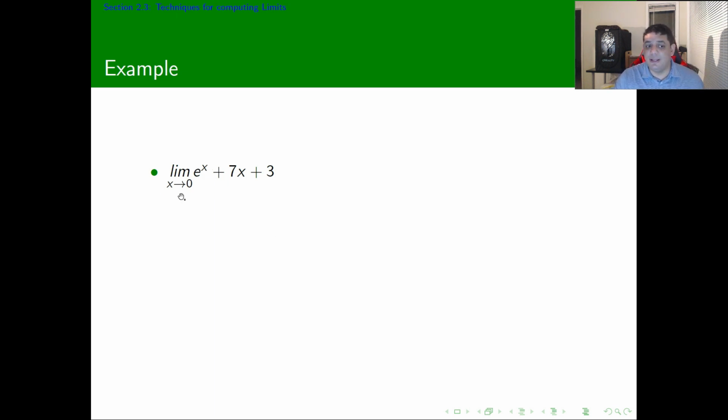So we have the limit when x goes to 0 of the function e to the x plus 7x plus 3. Notice that in here we are under the assumption that this is a continuous function. Indeed, this is a continuous function. So we can just break the limit into a sum. We can see it as a sum of several functions. So this will be the limit when x goes to 0 of e to the x, plus the limit when x goes to 0 of 7x, plus the limit when x goes to 0 of 3.